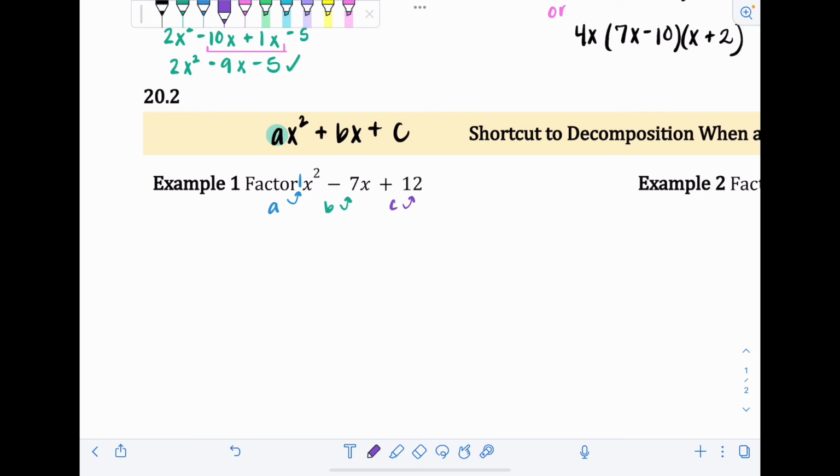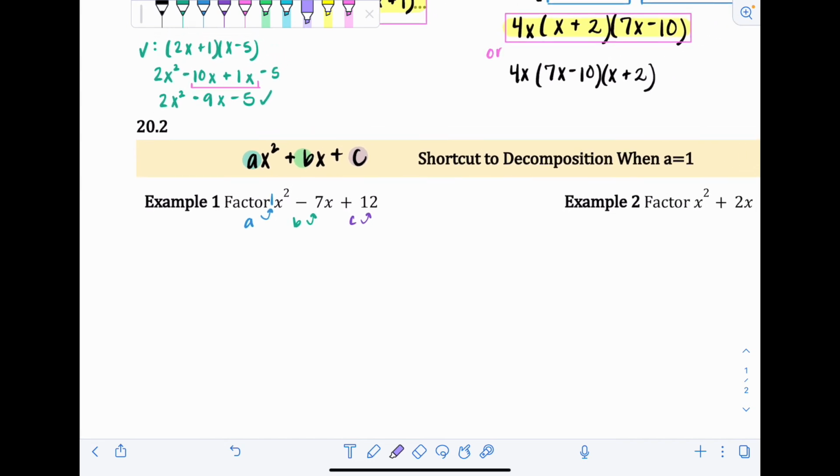C is 12 because that's the constant term. Okay, so this falls under that kind of special case of factoring. So when a equals 1 and we have 1, 2, 3 terms in our problem, there's kind of a shortcut.